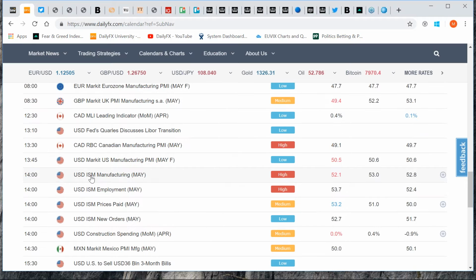And the US ISM, so this is the equivalent for the US. There is a manufacturing PMI there, but it's the final figure. This is the one I'm looking at here, which is the Institute for Supply Management's figure.